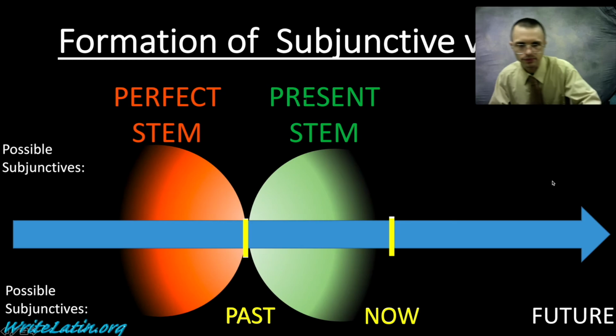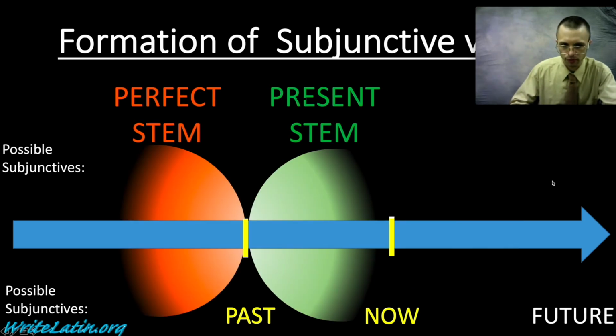All right, so how do you make the subjunctive verbs? Well, remember, you can start with either kind of stem, regardless of where the main verb is.